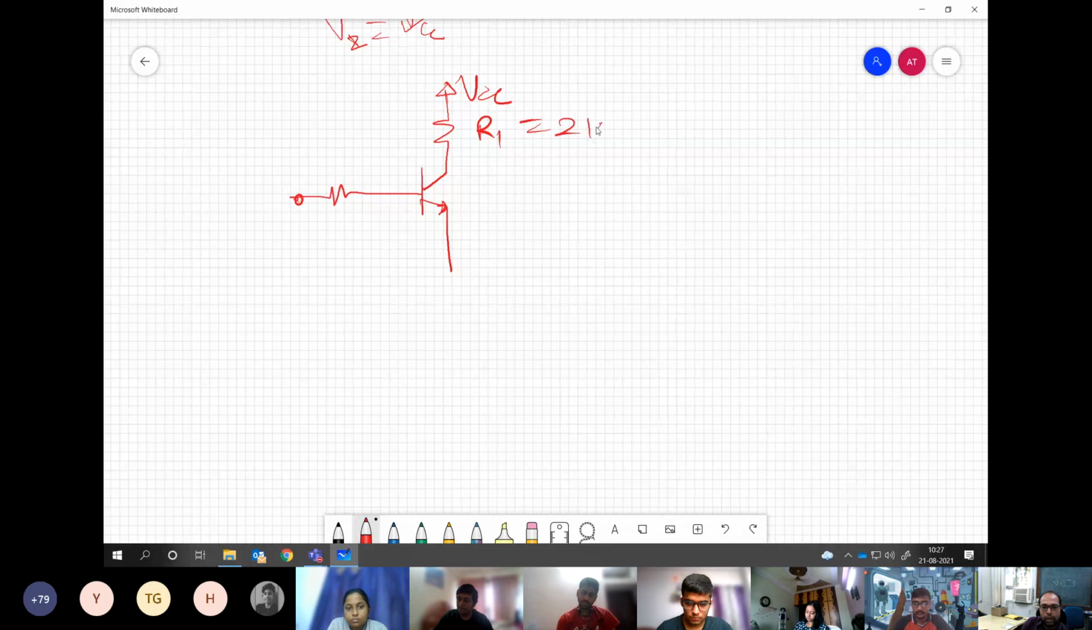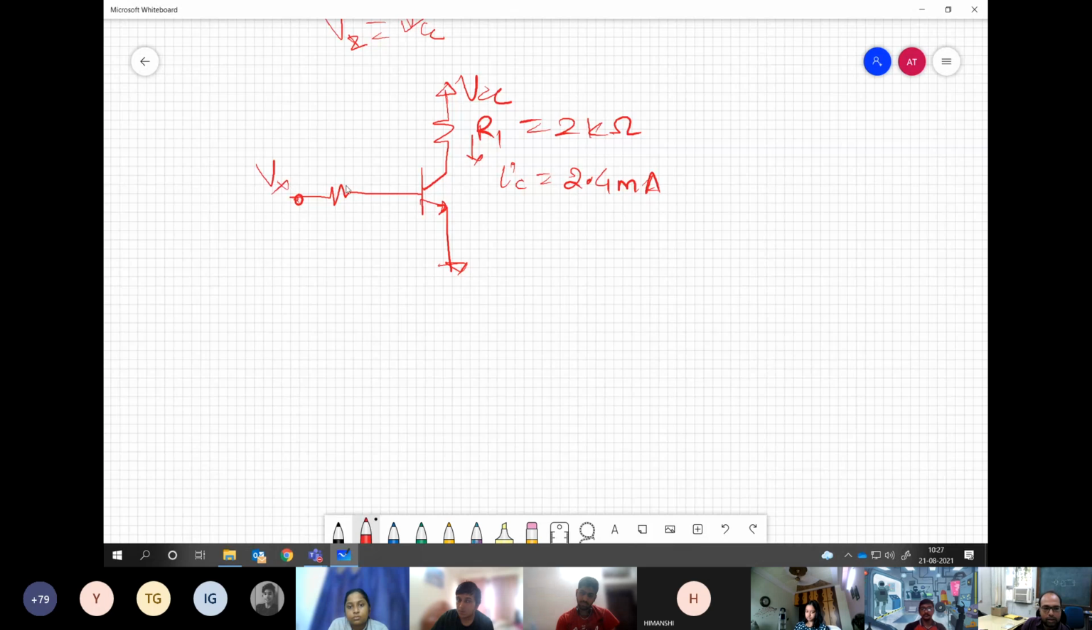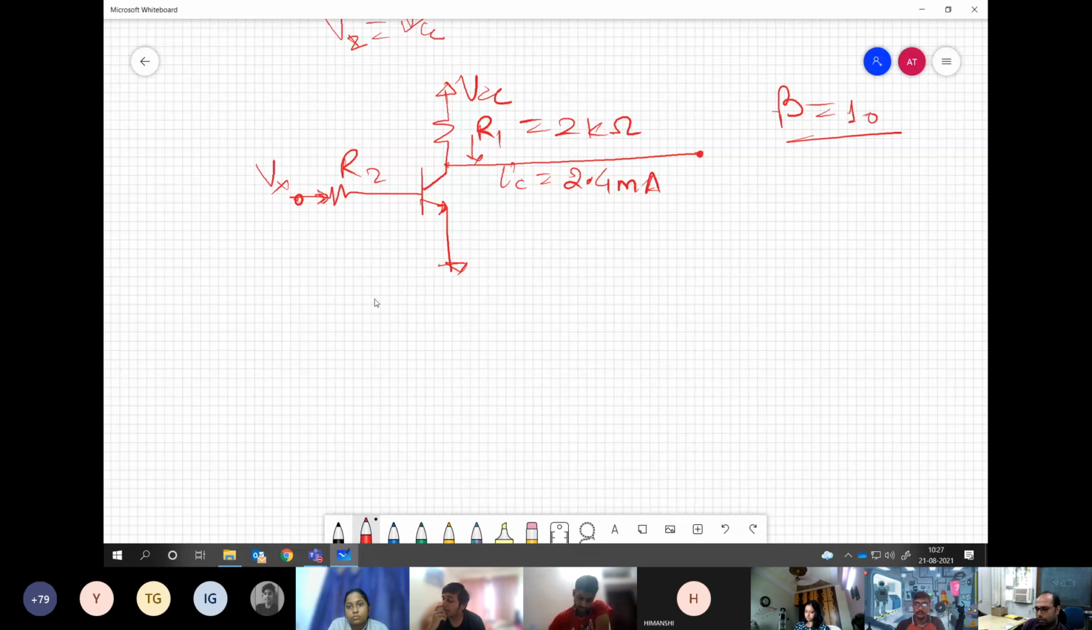This is R1, 2 kilo ohm. How much is the current flowing in the saturation mode? 2.4 milliampere. So let's say the property of this transistor says that the beta value is 10. Transistor gain is 10. So what should be the base current minimum value? 2.4 divided by 10, 0.24 milliampere.